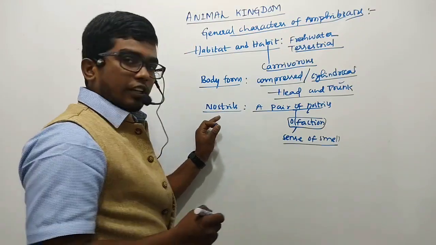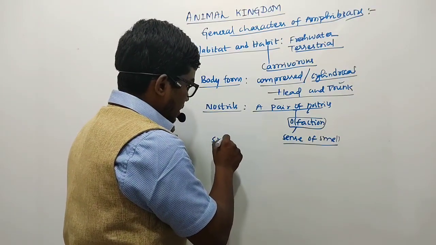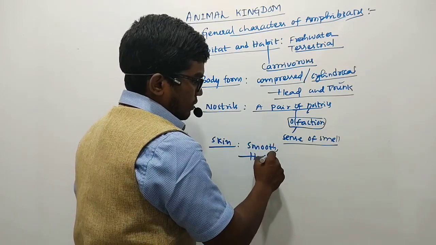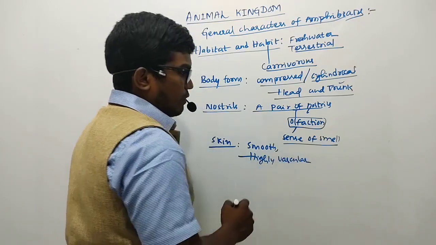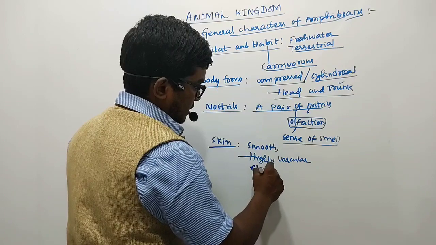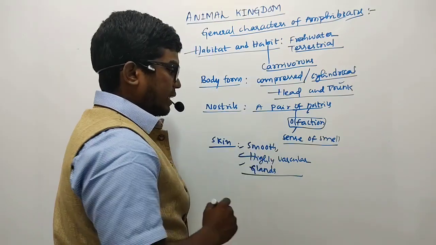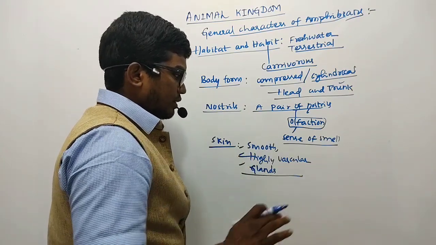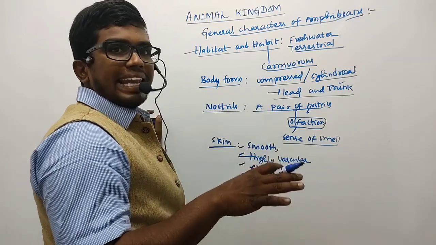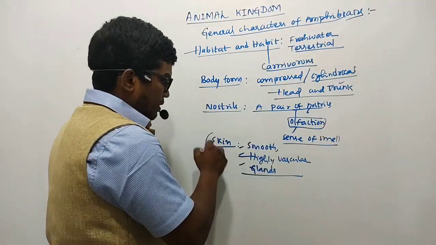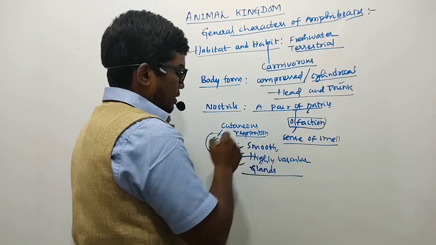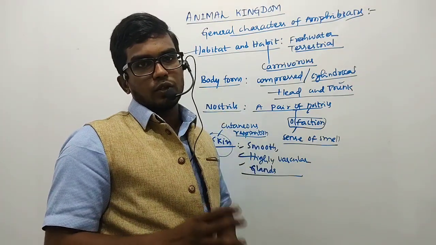Furthermore, let us move on to their skin. Skin here is very smooth and highly vascular. When I refer to this, they have blood vessels which are well distributed in their skin. To go with that, it has many glands for different secretions. Because of the glands, it is moist or can be very sticky in nature. Further, skin helps in cutaneous respiration. This is respiration which occurs through the skin.